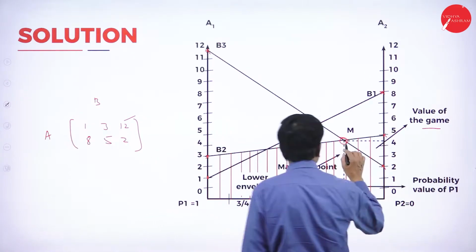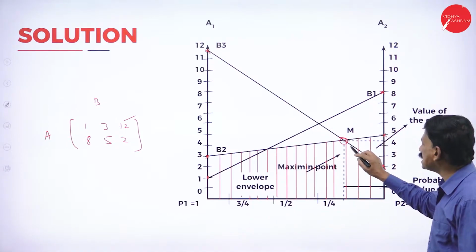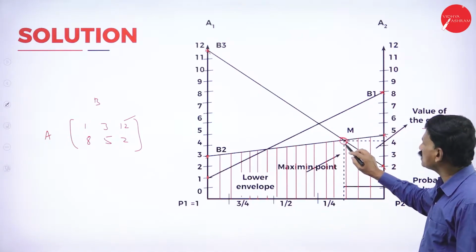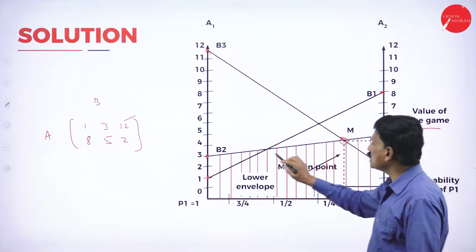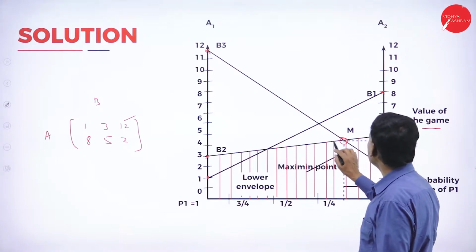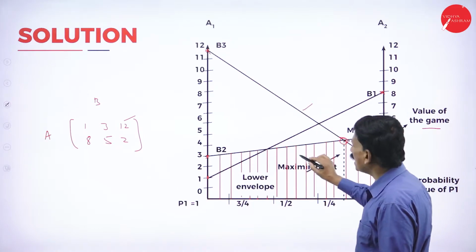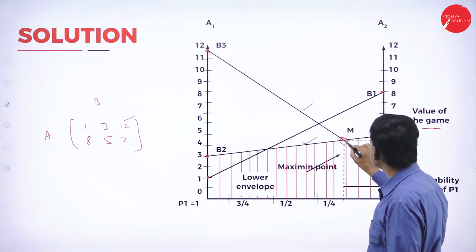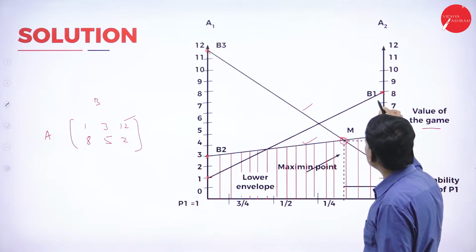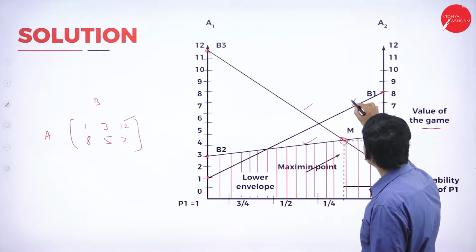Now this value is intersected by lines. What are the lines intersecting this value? That is B2 as well as the line B3. See, the lines B3 and B2 are intersecting at this point, whereas we don't have any intersection for B1.